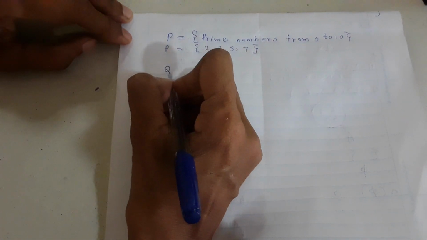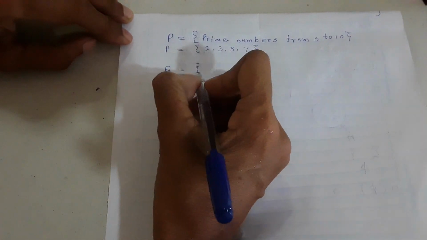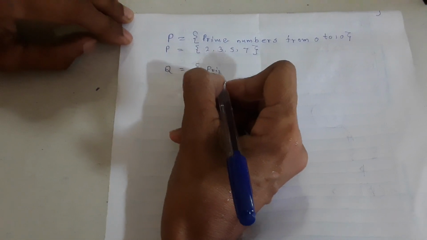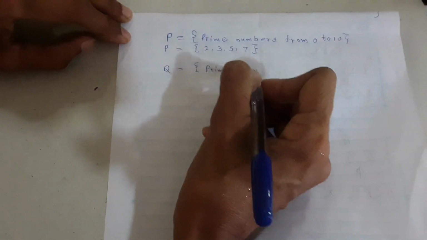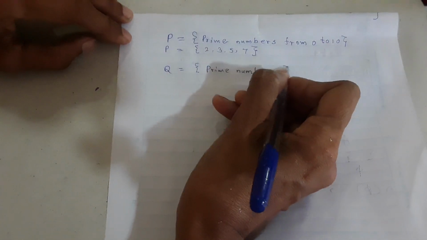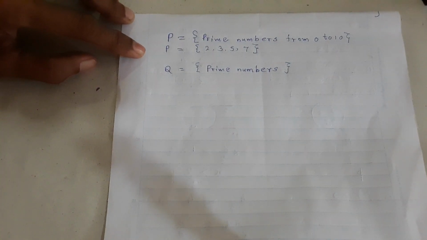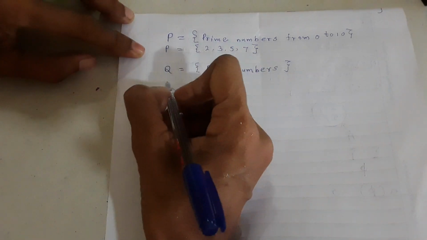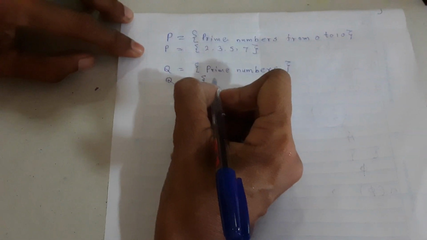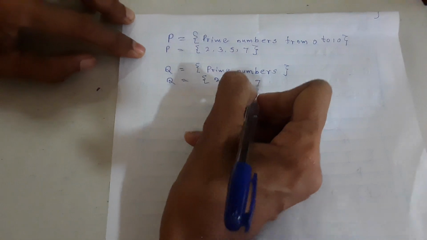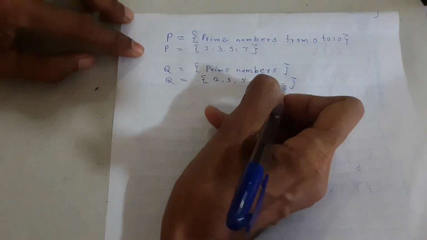The set Q is prime numbers. It's also a set, but we cannot count the number of the elements of Q. We write the elements of Q as 2, 3, 5, 7 and three dots.